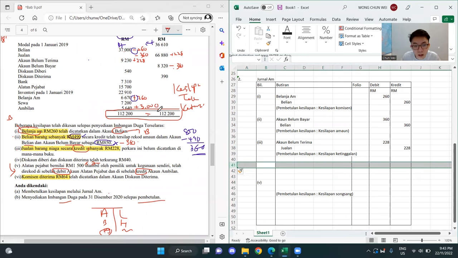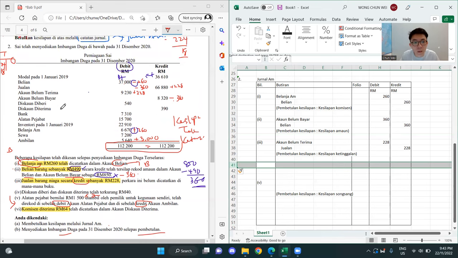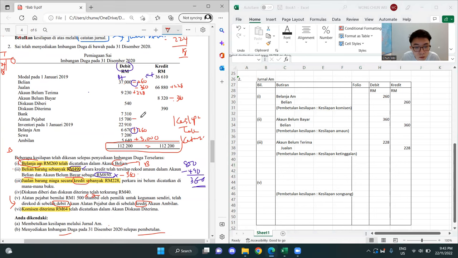Okay, come back to here. So times 2, get 3,000. And the same time, alatan pejabat mah, you debit mah. You go and debit alatan pejabat. So I have to take out from my alatan pejabat. So my alatan pejabat here, I have to take out times 2. 1,500 times 2, you get 3,000.